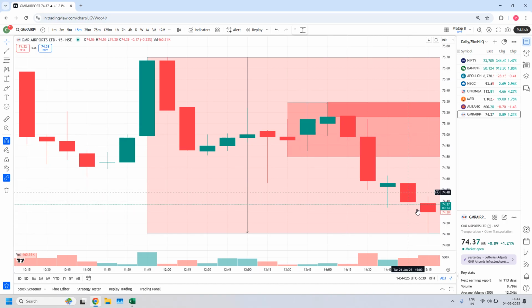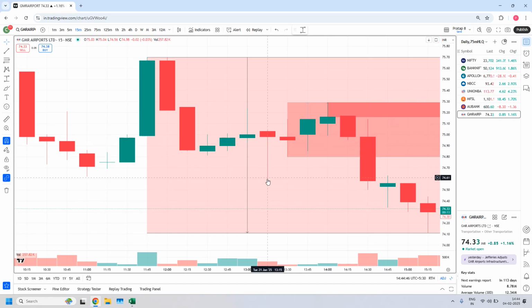This is a medium size, like base candle, maybe. All these are base candles. This is the medium size leg candle. This is a big candle. This is good enough to consider it a leg out candle.